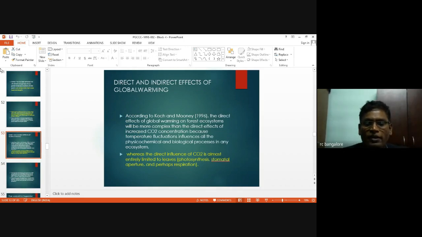According to Koch and Mooney, 1996, the direct effect of global warming on forest ecosystems will be more complex than the direct effect of increased carbon dioxide concentration. Global warming does not happen because of one particular reason; it is contributed to by all the anthropogenic activity, and its impact on forest ecosystems will be more complex than the direct effect of increased carbon dioxide concentration. Temperature fluctuation influences all the physiochemical and biological processes in any ecosystem, whereas the direct influence of carbon dioxide is almost entirely limited to photosynthesis, stomatal aperture, and respiration, because this process is balanced somewhat. The plants use the carbon dioxide, and in the same way it is released from biofuel activities.